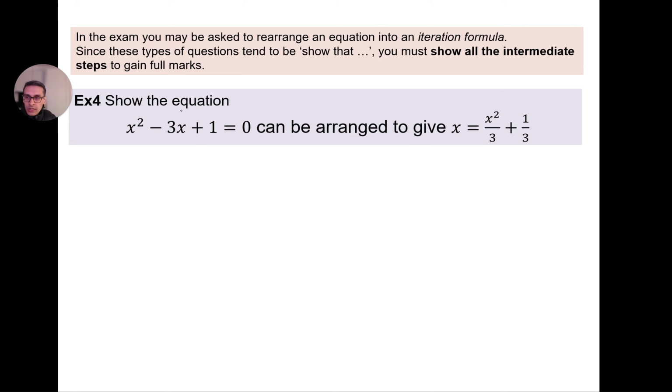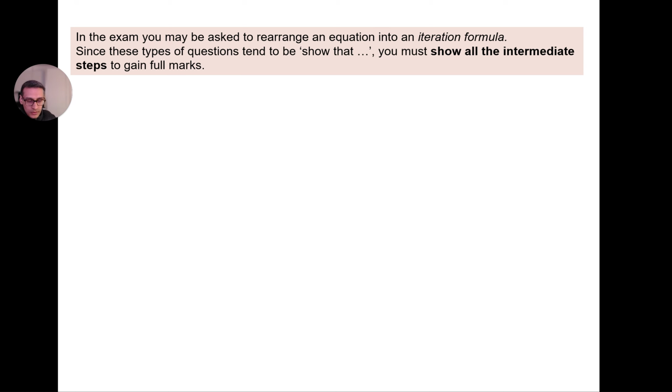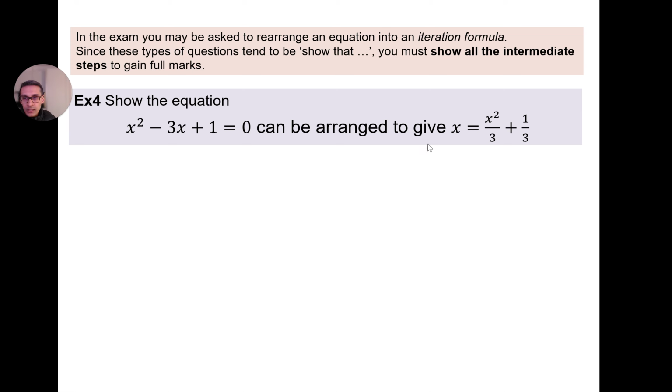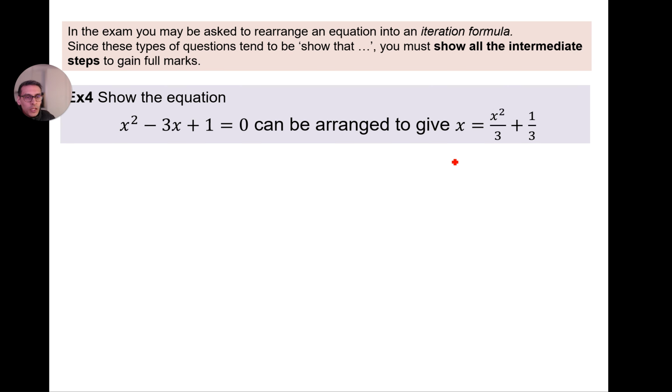So question here, this is an example, x squared minus 3x plus 1. Show that it can be rearranged to give the following. First thing you want to do is look at what has been rearranged. So I can see the x squared is staying intact, so I'm not going to be doing any square roots. I can see we're dividing both of these by 3, and there's a 3x here. So dividing by 3 is going to be something I'm going to need to do.